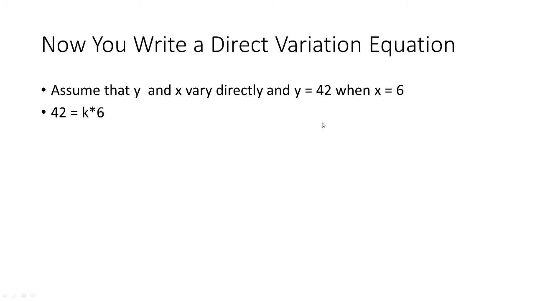So we're plugging into the equation y equals kx. 42 equals k times 6. Divide both sides by 6. 42 over 6 is 7. 7 is our constant of variation k. So the equation we're going to write is y equals 7x. And that's it. That's the basics of direct variation with linear equations.